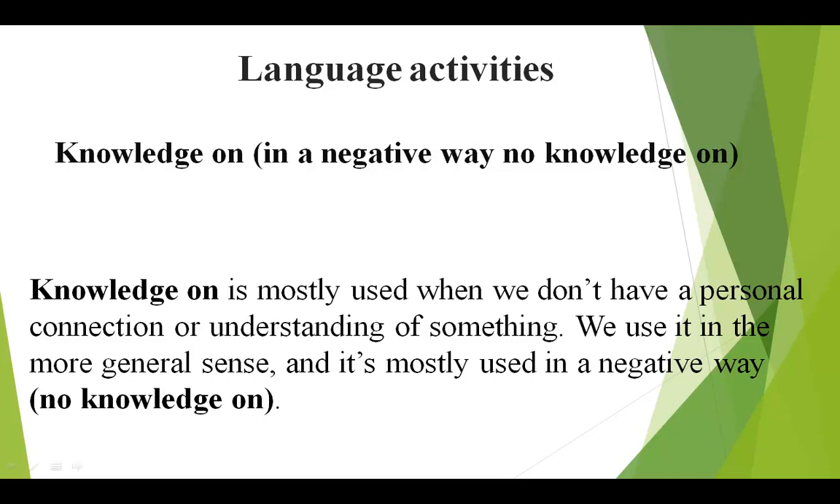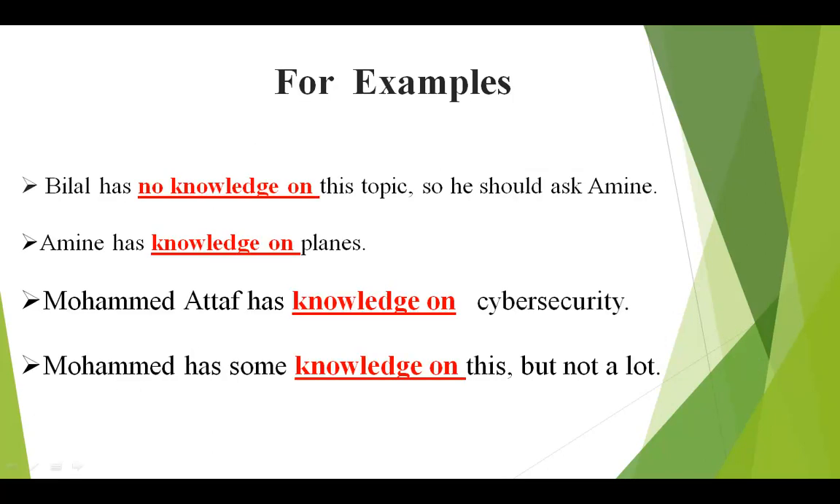Knowledge on: used in a negative way, as in no knowledge on. Knowledge on is mostly used when we don't have a personal connection or understanding of something. We use it in a more general sense, and it's mostly used in a negative way. For example, Bilal has no knowledge on this topic, so he should ask Amin.